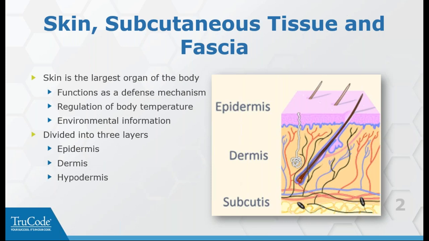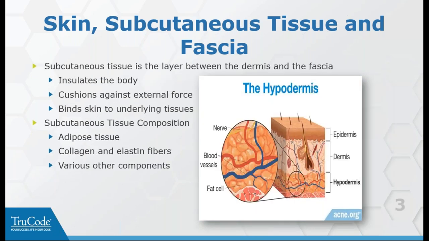Next, we have our subcutaneous tissue. This is going to be the layer between the dermis and the fascia. The subcutaneous tissue is going to insulate the body, it cushions the body, and it binds our skin to the underlying tissue. The subcutaneous tissue is made up of adipose tissue, also called fat cells. The collagen and elastin fibers connect subcutaneous tissue to dermis. And then there's also various other components, such as our vessels, nerves, and then hair follicle roots as well.